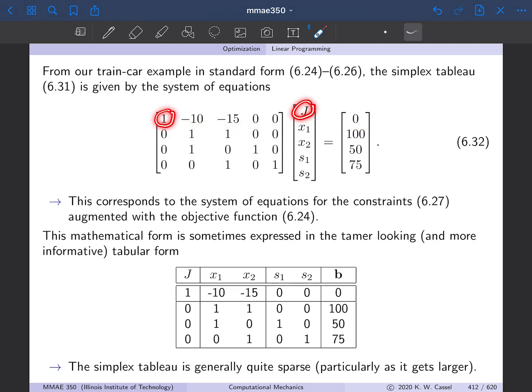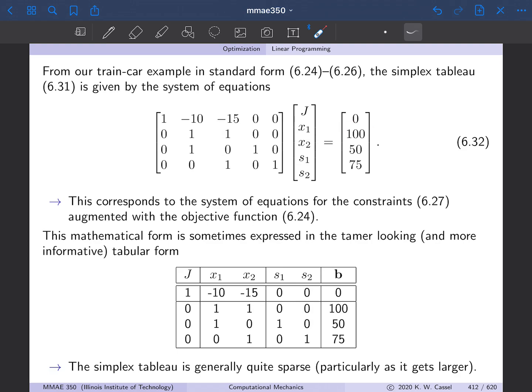So there's 1 times j minus 10 times x1 minus 15 times x2, and then 0 and 0 times s1 and s2, and that's equal to 0. So that is, if you go back and look, that is the objective function, just where everything has been pulled over to one side of the equation.